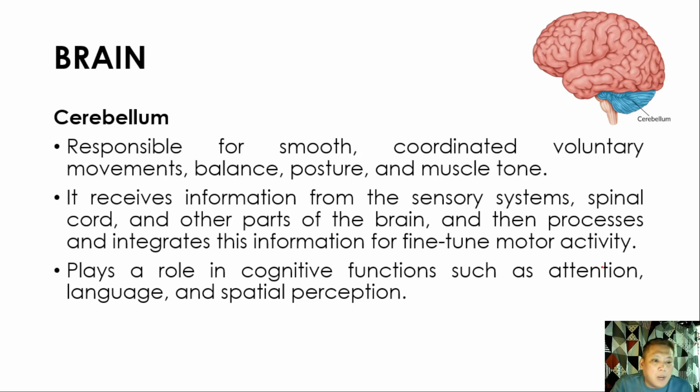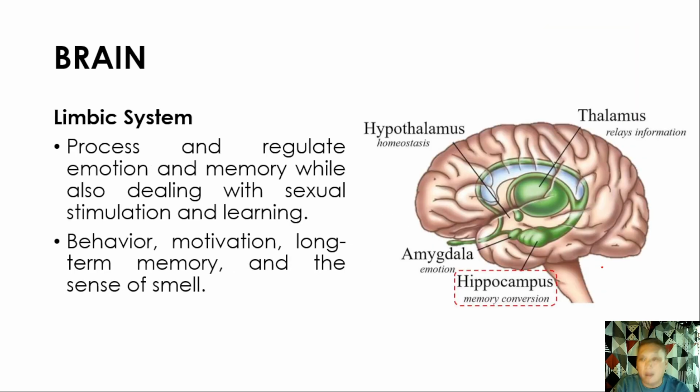So, it receives information from the sensory system, spinal cord, and other parts of the brain, and then processes and integrates this information to fine-tune motor activity. So, ibig sabihin, para hindi ka nanginginig, di ba? Para makapagsulat ka ng maayos, di ba? So, para pag mag-insert ka ng IV, hindi nanginginig yung kamay mo, di ba? So, it plays a role in cognitive functions such as attention, language, and spatial perception. So, kasama rin po yan, di ba? Yung mga attention span. Next is the limbic system.